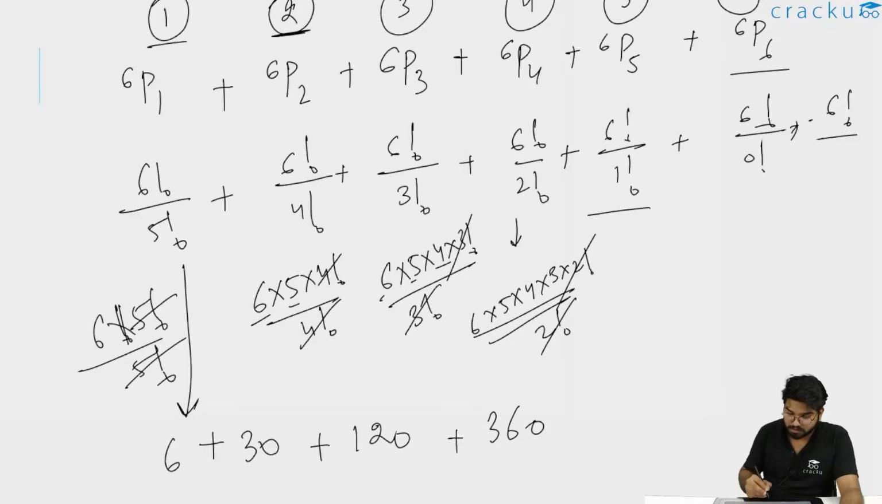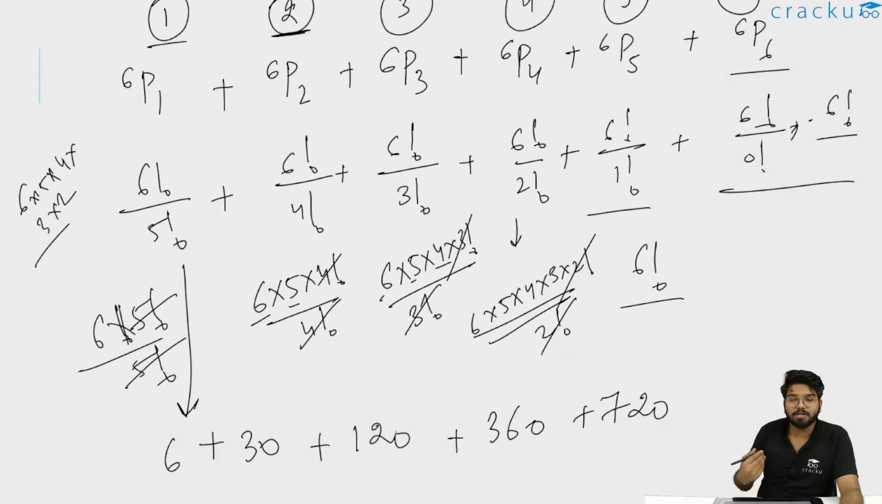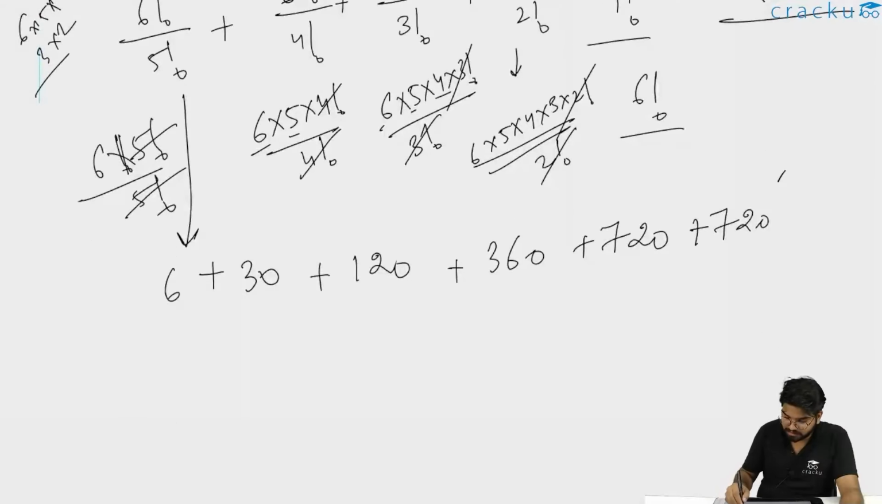Lastly we have this. 1 factorial is nothing but 1 only, so it will be 6 factorial only. 6 factorial is nothing but 720. If you multiply 6 into 5 into 4 into 3 into 2, this will be 720. And at last again 0 factorial is nothing but 1 only, and so 6 factorial divided by 1 is 6 factorial only. So again 720. So these are the number of ways in which we can arrange.